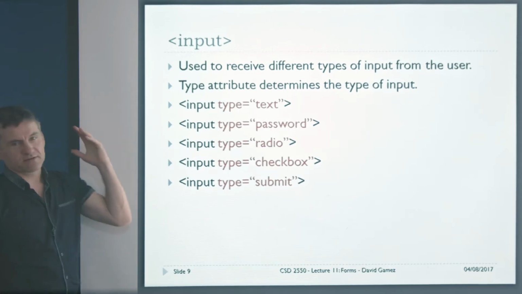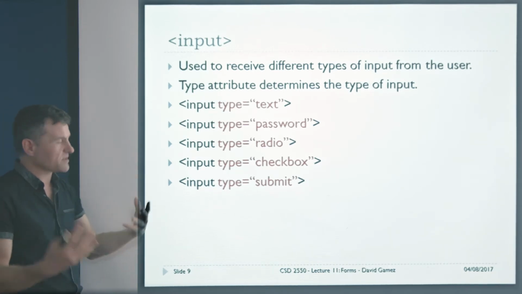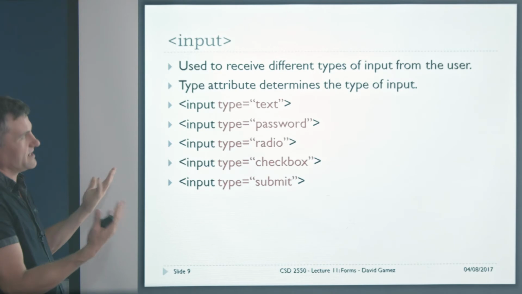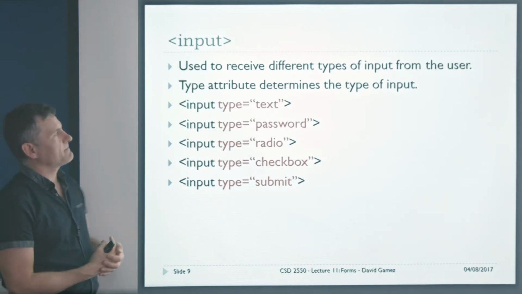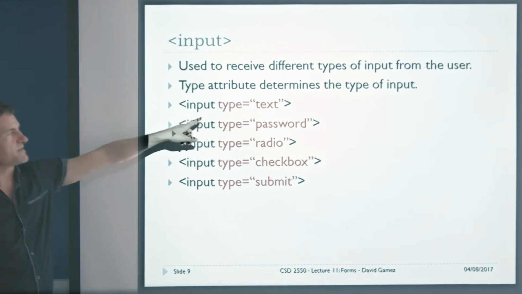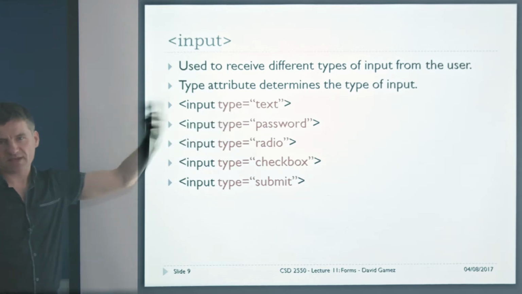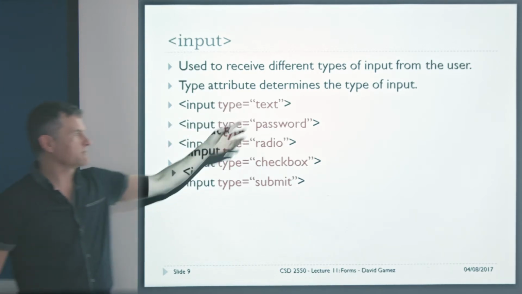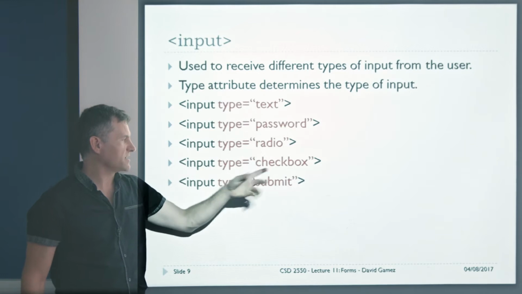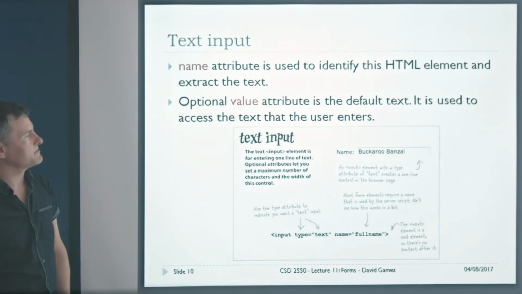So the input field is one of the crucial parts of the form, because otherwise you're not getting any data from the user. And the setting of this type attribute here will determine the type of input field that it is. So we've got things like text, password, radio, checkbox, and submit. And I'll just run through some of these.